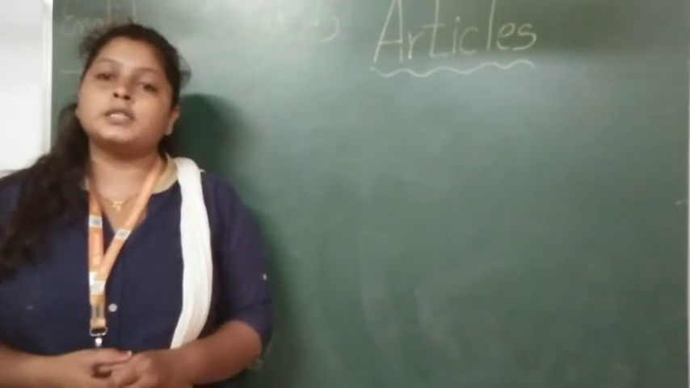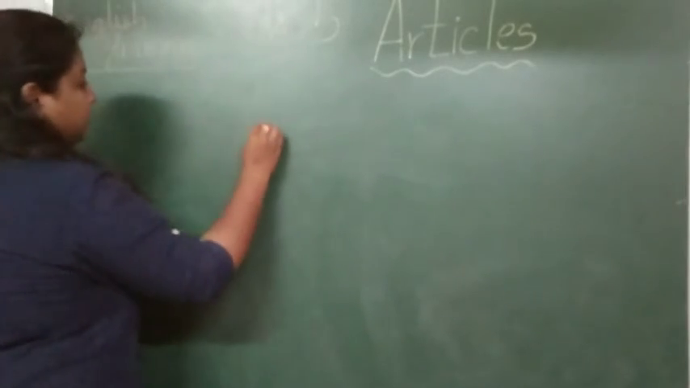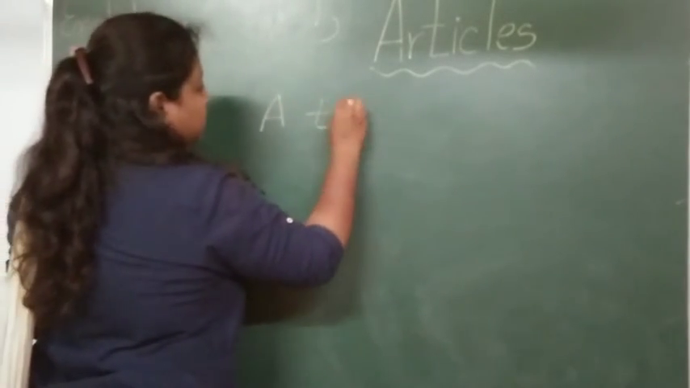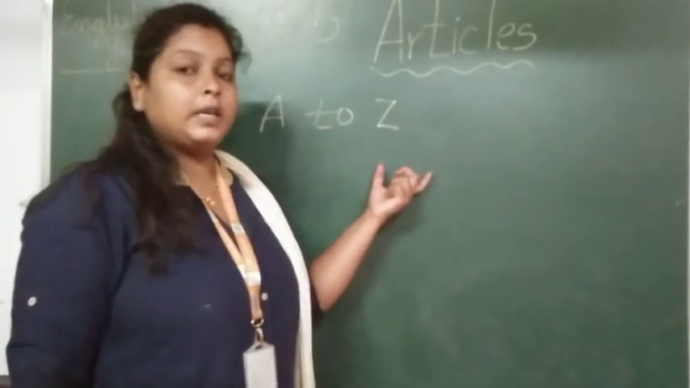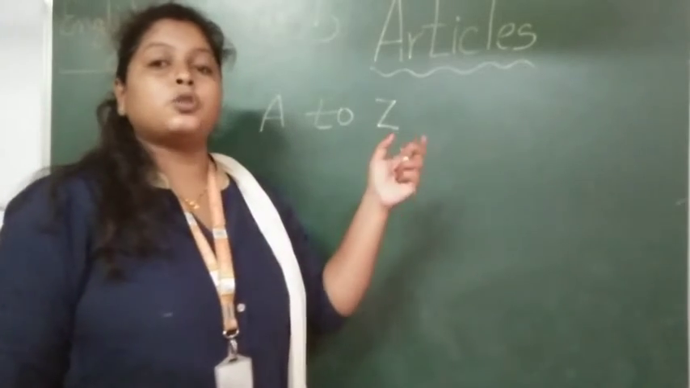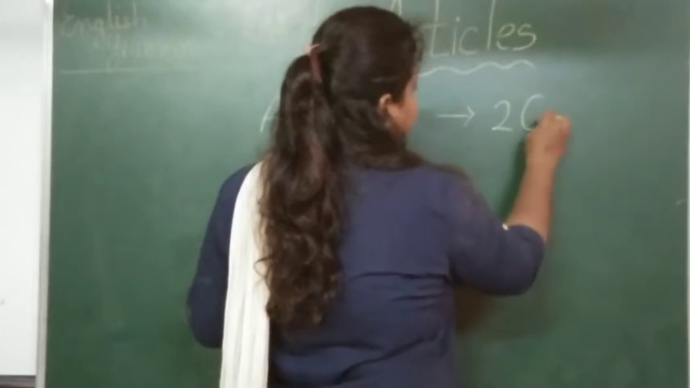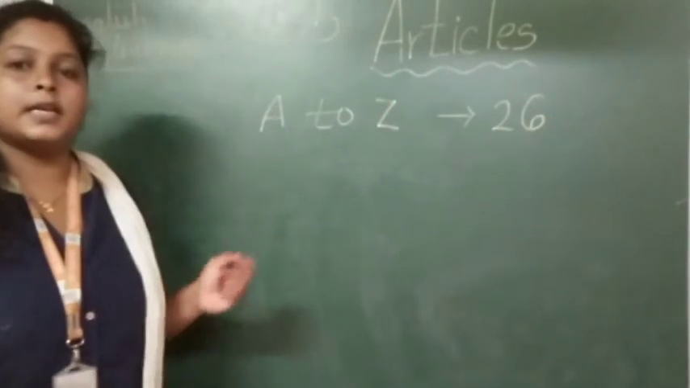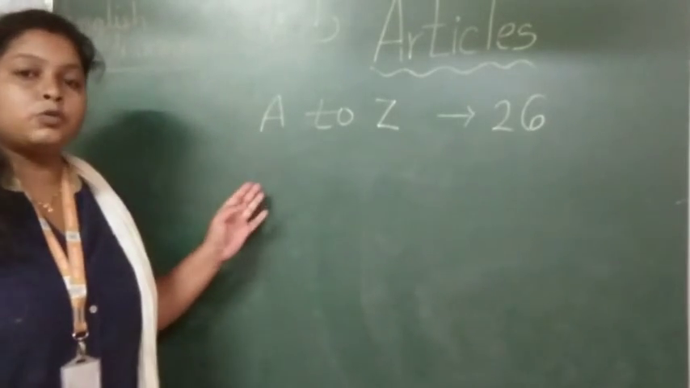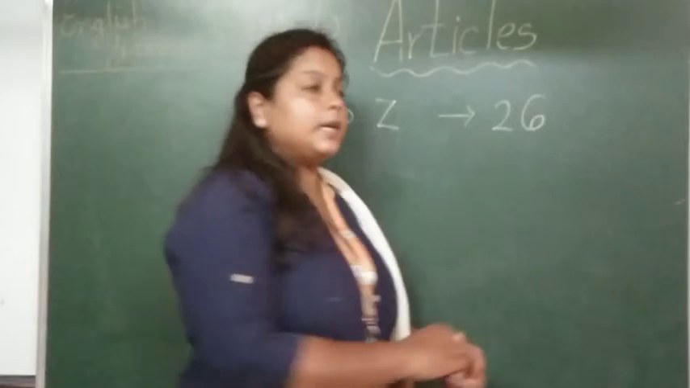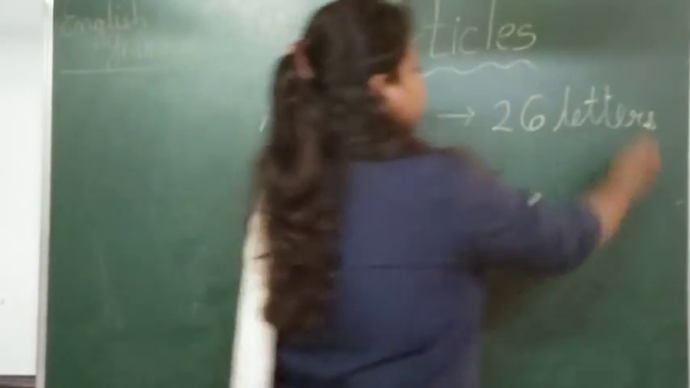Right? So what is the alphabet? We had learned that A to Z are alphabets. Right? In the alphabet family, from A to Z, in total how many letters are there? Yes, there are 26 letters. If you count from A to Z, that will be 26.